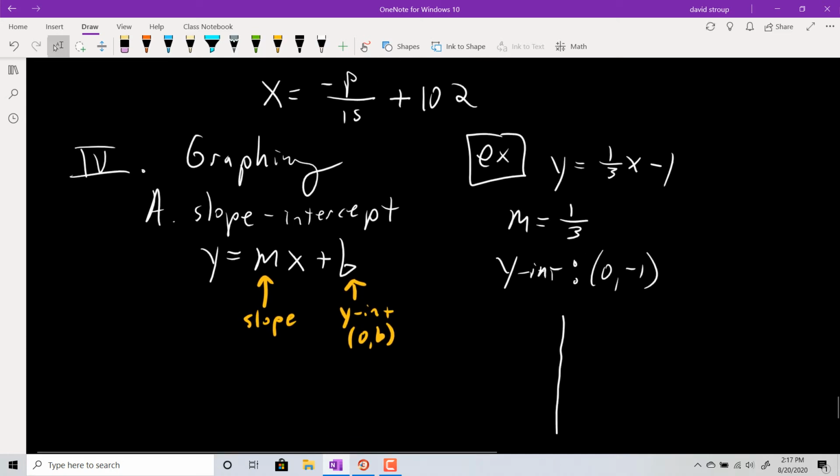So we start at the y-intercept, (0, -1), so start here. And then we use the slope to get the next point. So the slope says go up 1 and then right 3. Okay, so go up 1 and then right 1, 2, 3, and that'll be our second point. All we really need is 2 points to graph the thing. So connect the dots, and we got it.